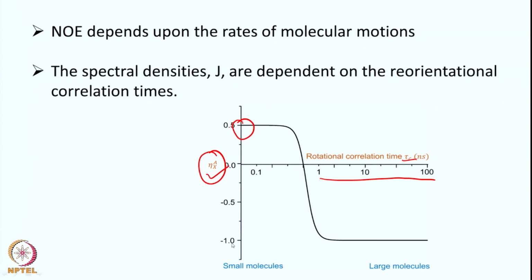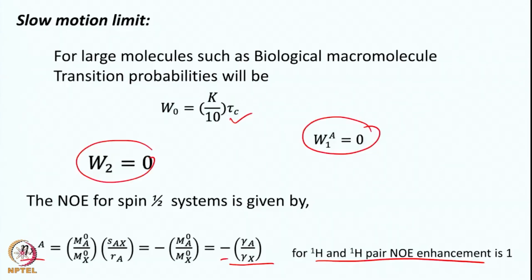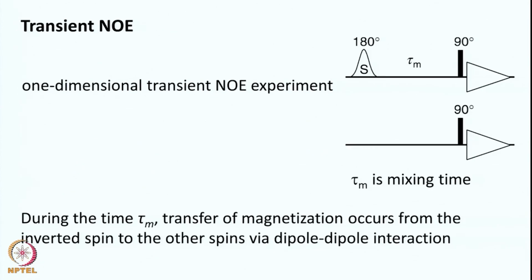For a large molecule, the NOE enhancement in a fairly broad correlation time range, 1 to 100, is minus 1. That means 100% enhancement, but it will be a negative enhancement. So, for a large molecule it is a negative NOE up to 1. That is what we have in the slow motion limit, and that is the enhancement we get for biological molecules. So, that is steady state NOE.